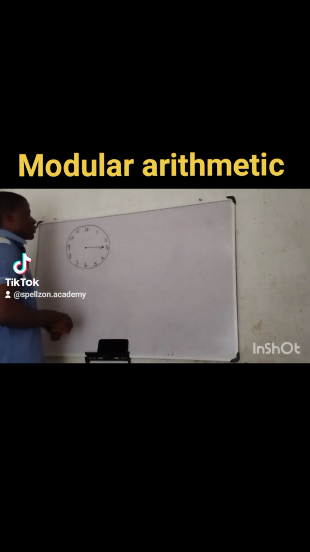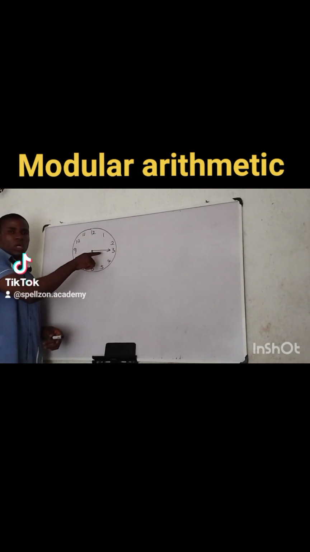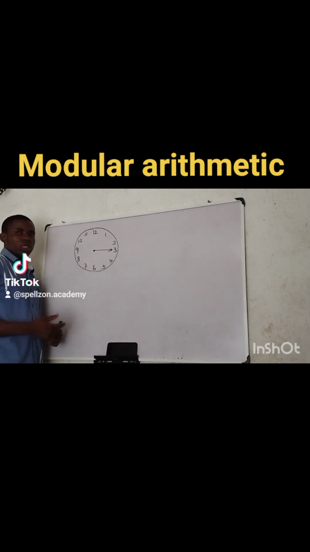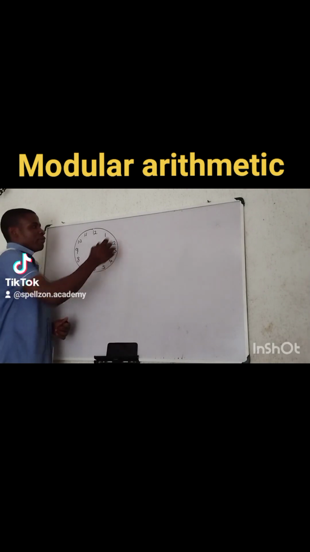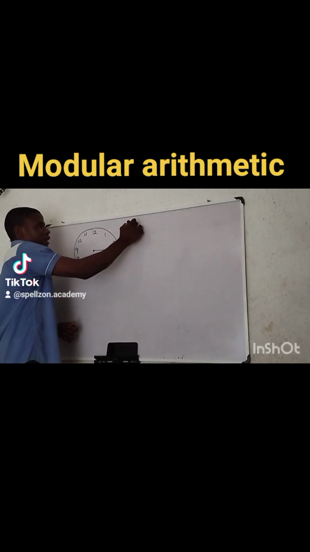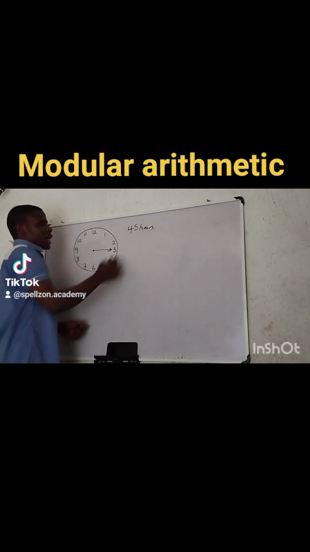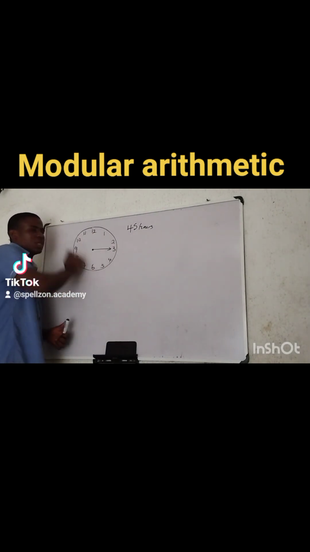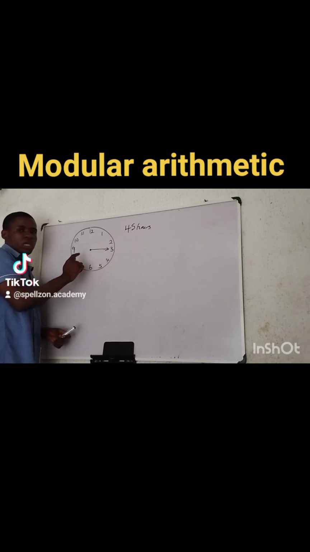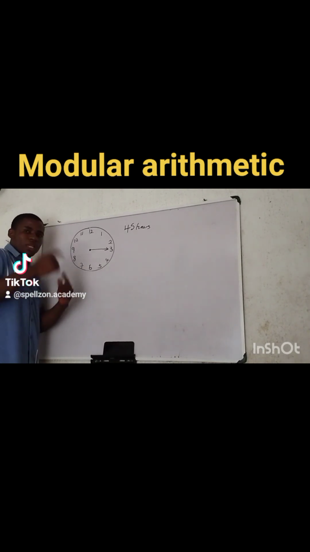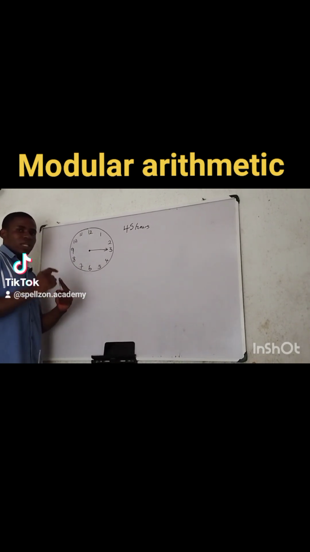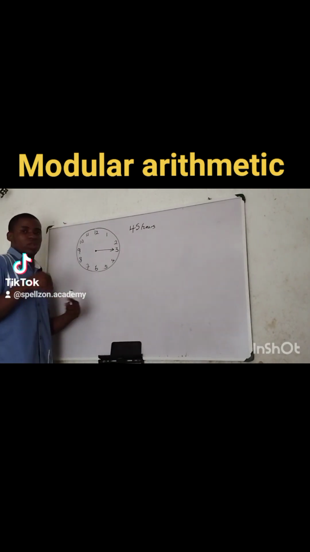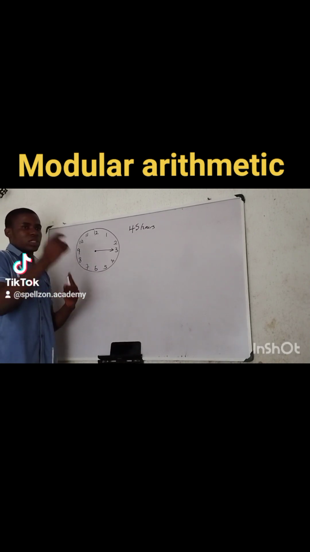So watch: if the time now is 3 o'clock in the afternoon, what will be the time in the next 45 hours? If I start counting 1, 2, 3, 4 until I get to 45 hours, it keeps wrapping around. This is just the arithmetic of wrapping around. It goes around and comes back to the initial number, then goes around again and comes back. In other words, it's cyclic arithmetic.